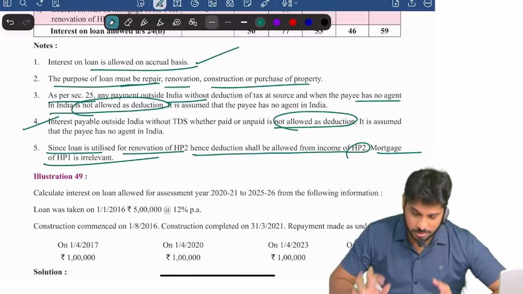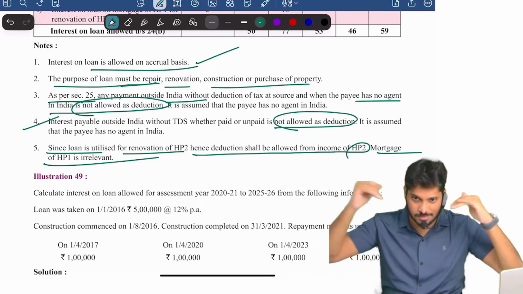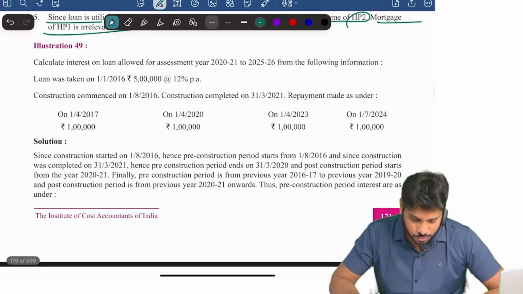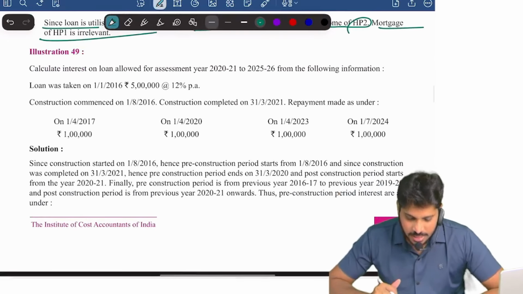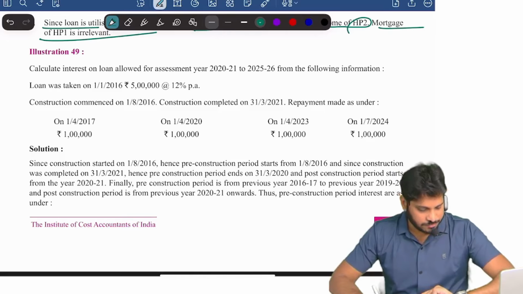CMA book is very good in terms of tax. Like they are structurally building the concepts. Income tax is super. Next, can I proceed further?